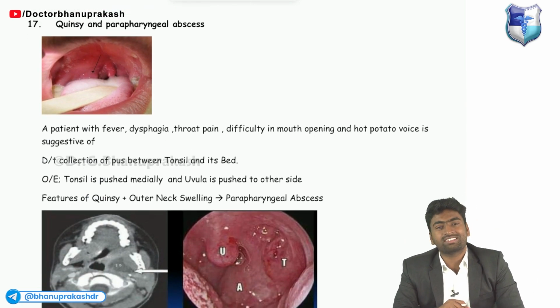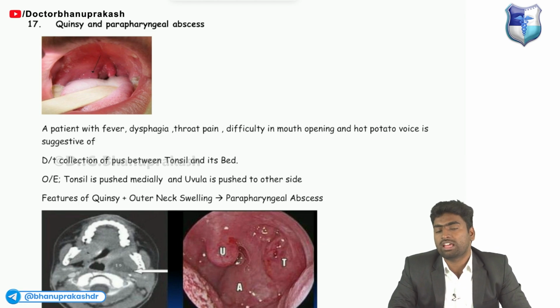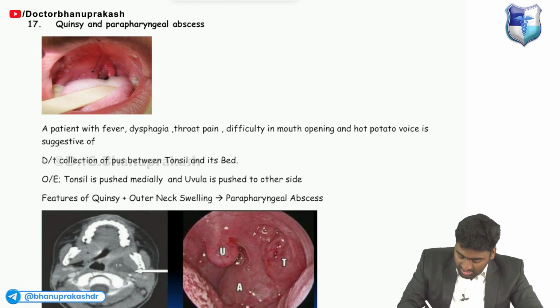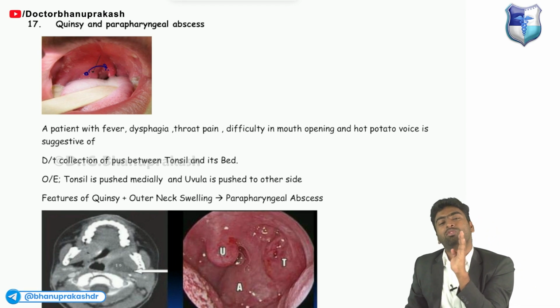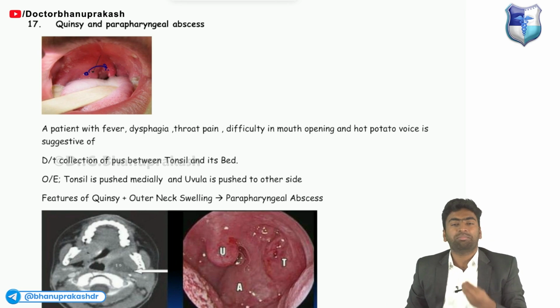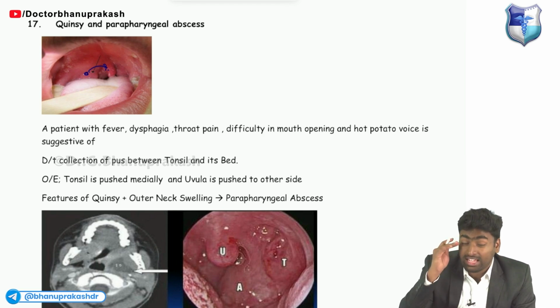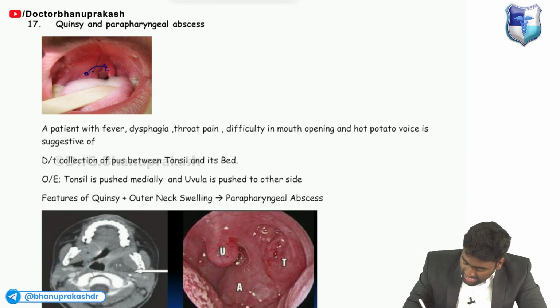Quinsy is nothing but the formation of an abscess in the tonsil. And we know if there is an abscess formation, what will happen? It will form here and push the uvula. So the formed abscess will push the uvula to the opposite side. If it is like this, we will call it quinsy. Because of this, the patients will have a hot potato voice. Here, in the case of juvenile nasopharyngeal angiofibroma, we won't do a biopsy. Biopsy is contraindicated. And this is how quinsy presents.